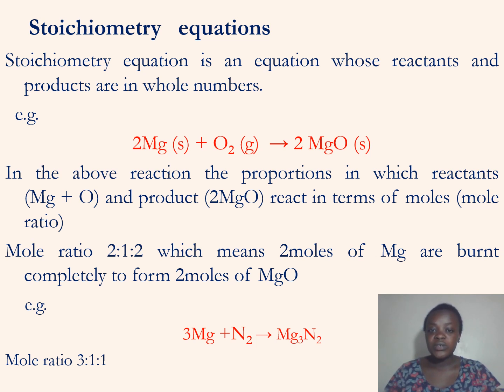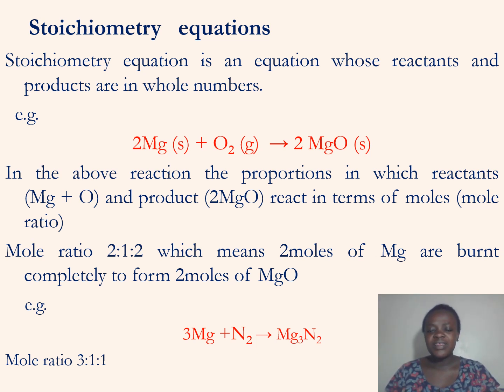A stoichiometry equation is an equation whose reactants and products are in whole numbers. So the moles of the reactants and the products should be in whole numbers. If it is in fractions, that simply is not a stoichiometric equation. We have an example where we are burning magnesium in the presence of oxygen to get magnesium oxide. From balancing that chemical equation, we can see that 2 moles of magnesium react with 1 mole of oxygen to give us 2 moles of magnesium oxide.